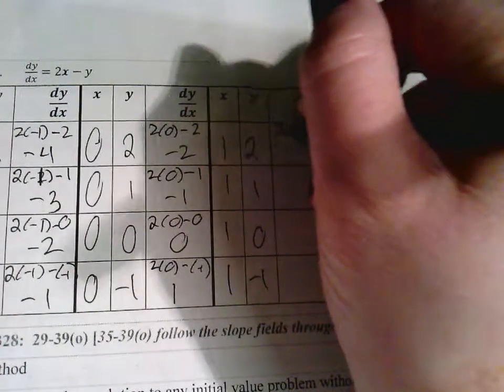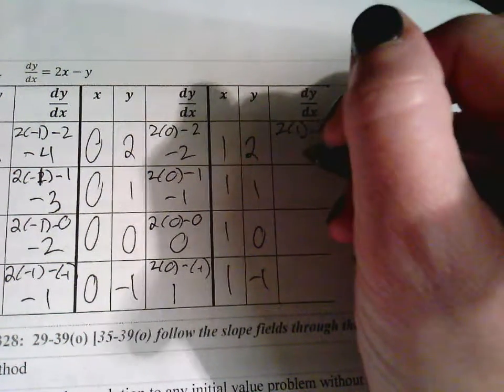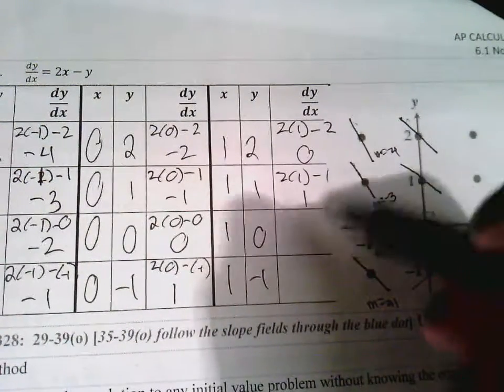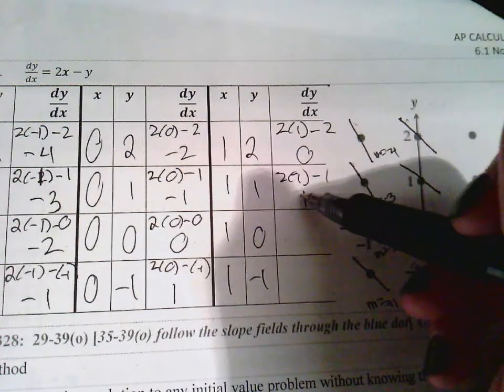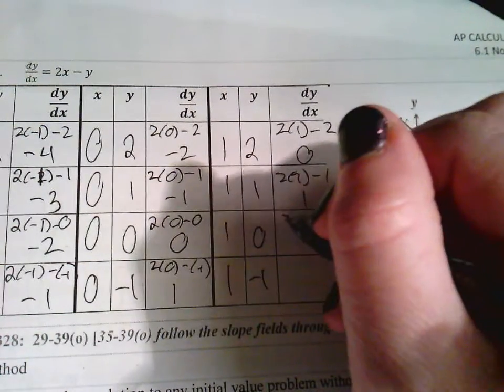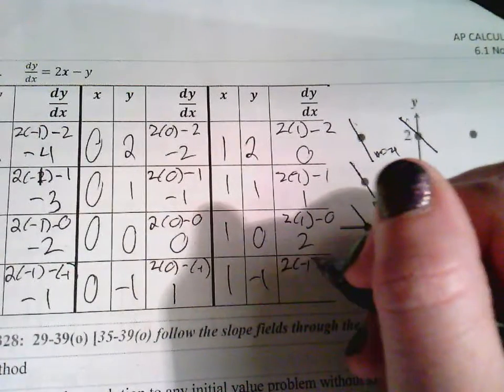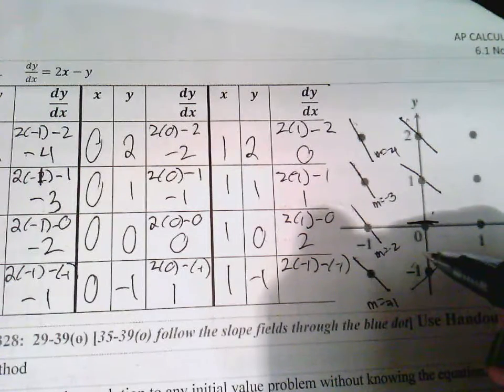2 times 1 minus 2 is 2 minus 2, which is 0. 2 times 1 minus 1 is 1. You do not have to show this. If I do a quiz on this, you do not have to show this part. I'm going to figure out that you're knowing what you're doing. 2 times 1 minus 0 is 2. 2 times -1 minus -1 is -2 plus 1.